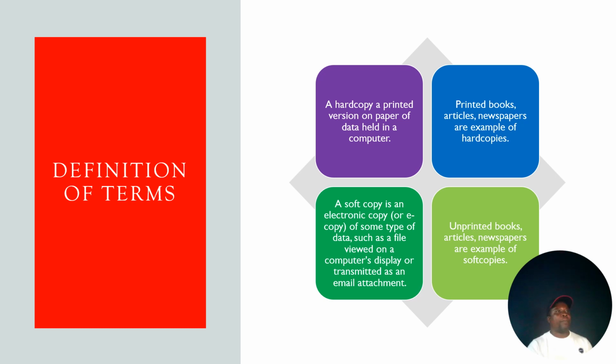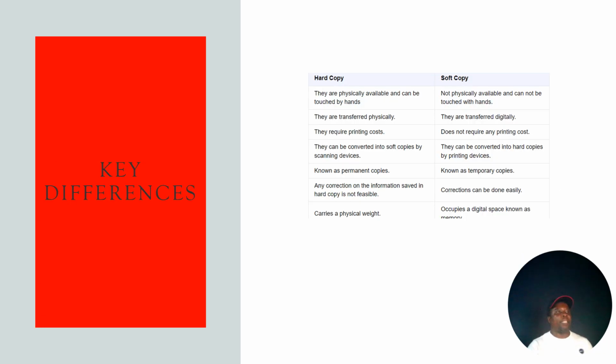And the hard copy is a printed version of data held in a computer, and printed books, articles, newspapers are examples of those. And the soft copy is an electronic copy of some kind of data, such as a file viewed on a computer's display or transmitted as an email attachment. And unprinted books, printed articles and online newspapers are all examples of soft copies that we can think of.